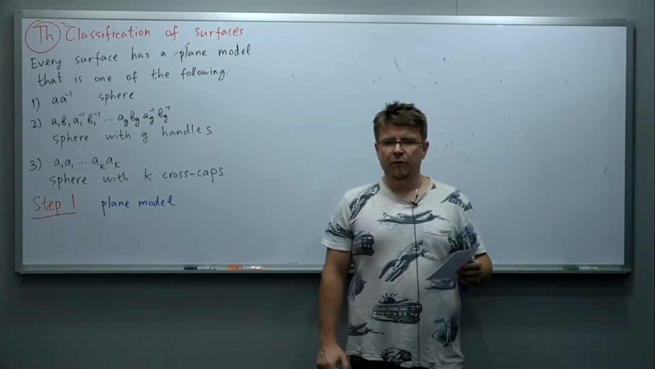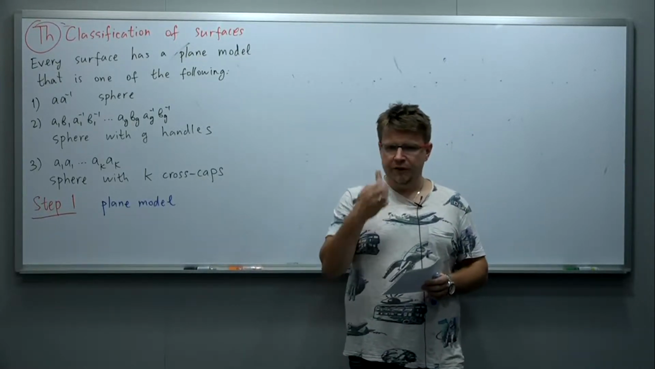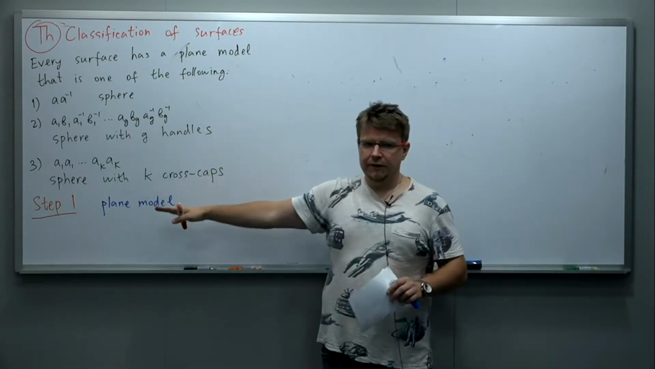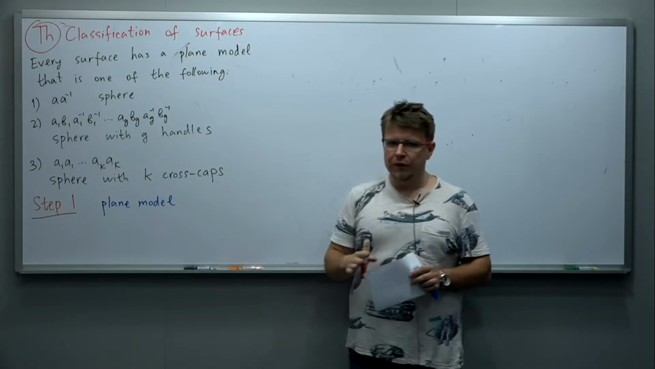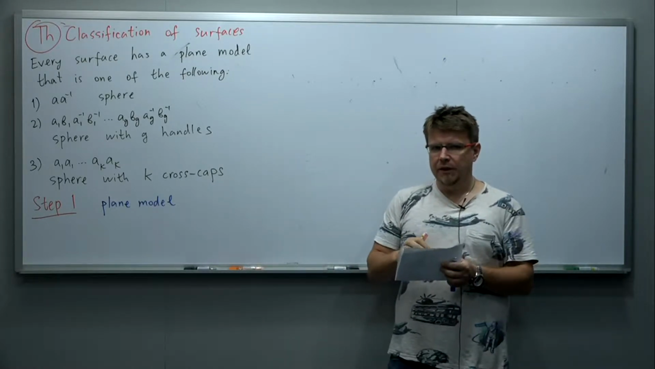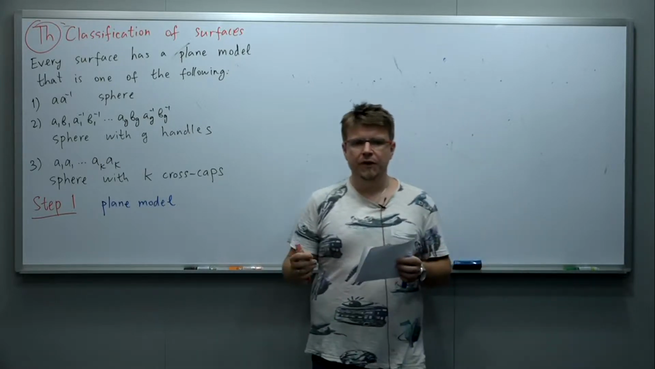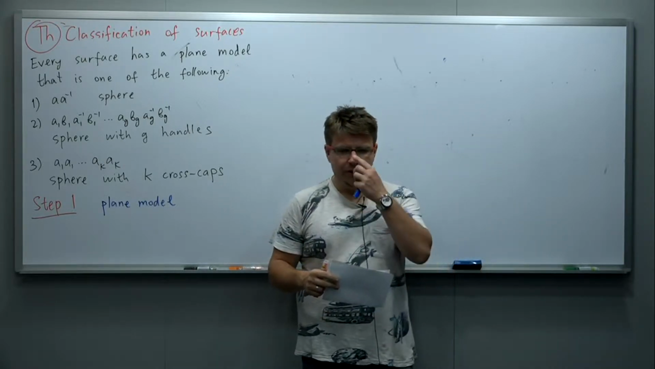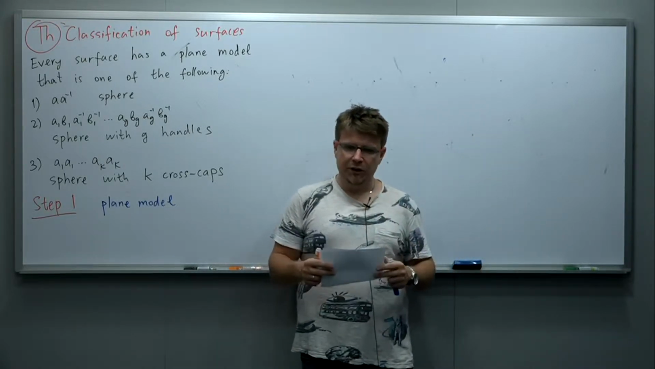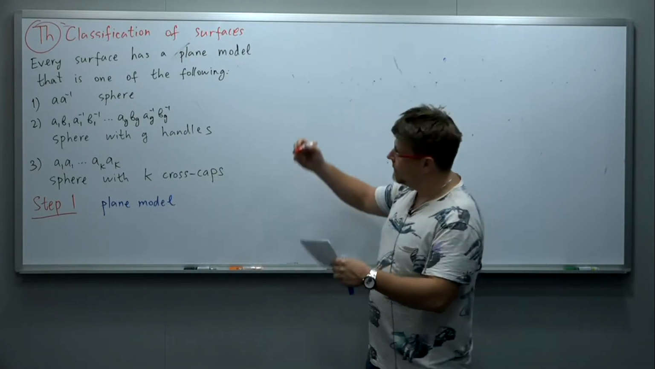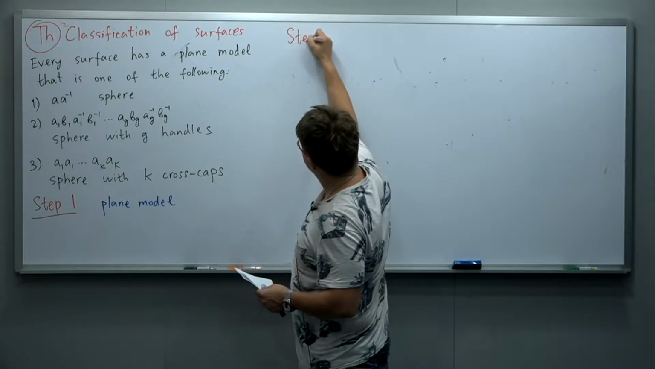We are going through the proof of the classification theorem of compact surfaces. This is the theorem, and the first step of the proof is to show that every surface can be represented by its plane model. So a plane model is a polygon with labels on its edges that indicate how we need to glue the edges together in pairs. Right? So now step 2.